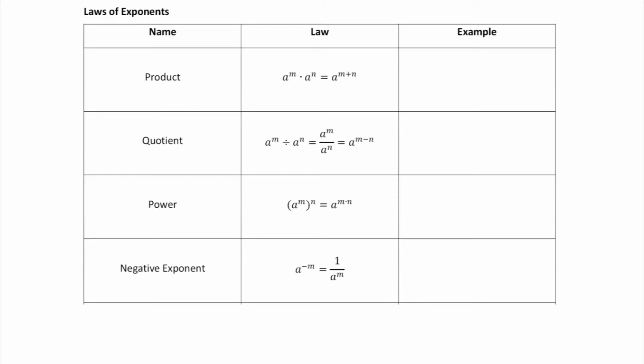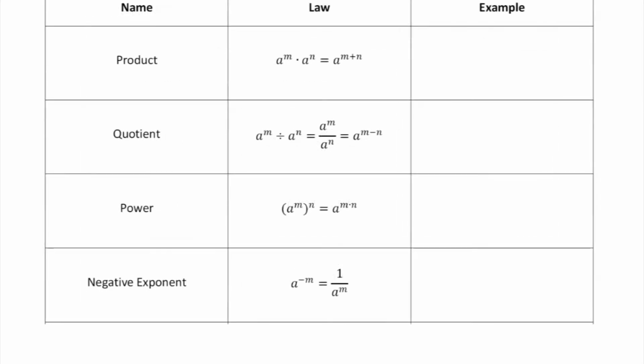There are some key rules you need to remember, or the laws of exponents, when you're working with exponents. The first one says that when you've got a to the exponent m times a to the exponent n, since the bases are the same, they're both a, you can simply add the two exponents together to get the product of those two. As an example, if we had 3 squared times 3 to the 5th, it would be equal to 3 to the 7th.